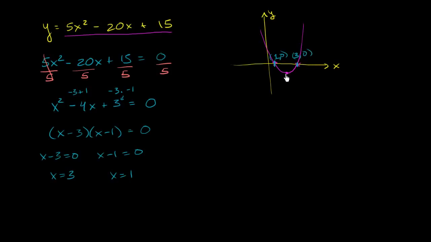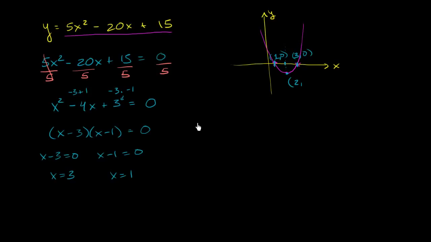And so the last one I want to figure out is this point right over here, the vertex. Now the vertex always sits exactly smack dab between the roots, when you do have roots. Sometimes you might not intersect the x-axis. So we already know what its x-coordinate is going to be. It's going to be 2. And now we just have to substitute back in to figure out its y-coordinate.